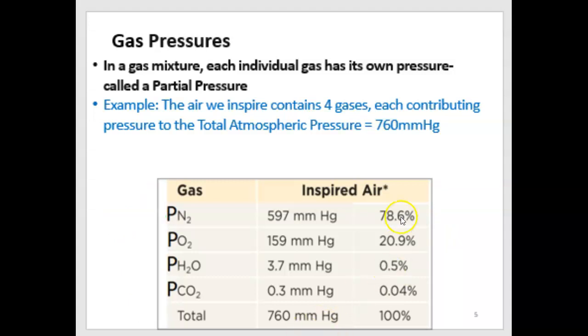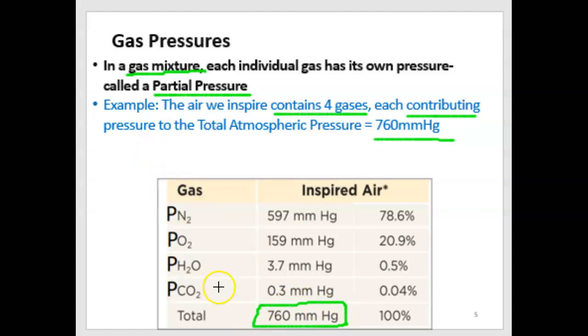And when we start talking about concentration, we need to understand that a gas mixture, like what we breathe in, has a certain pressure, like atmospheric pressure, for example. But each individual gas has its own pressure that it contributes to that total pressure. The individual gas pressure is called a partial pressure. So for example, here we inspire 4 different gases. Each contributes to the atmospheric pressure of 760 right here. And notice that the partial pressures are listed, and if you add all of those up, they will equal 760 millimeters of mercury.